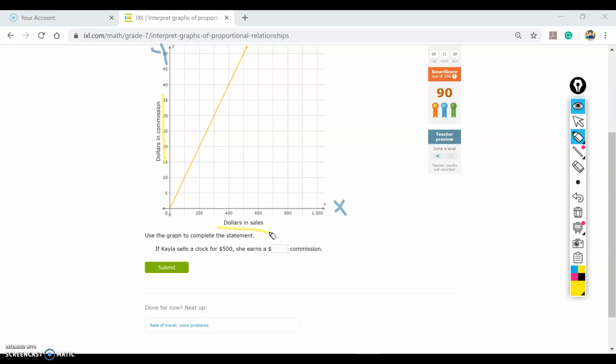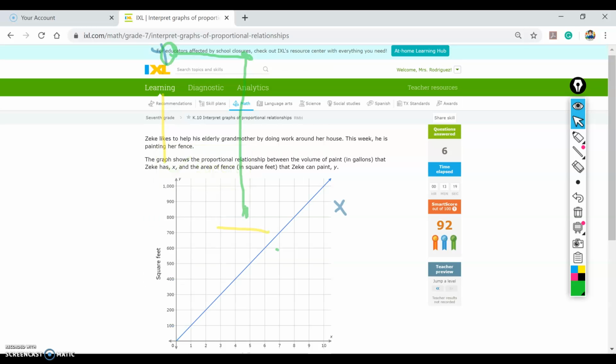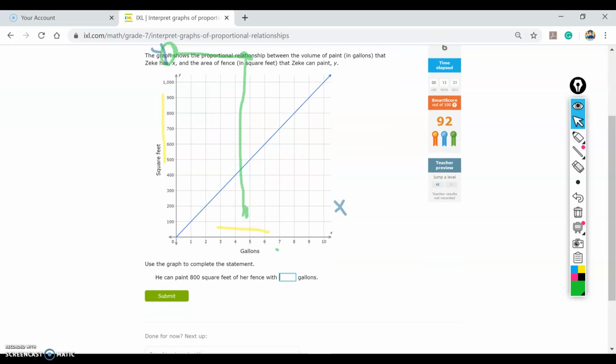So I would go here on the 500, which if I go on the sales on the 500, it would be somewhere here. So I go all the way up. I check where it intersects with the line, and so I can get what they're asking me for, because they're asking me how much she earns in commission. So if I go to the line and I check on the commission, she earned $50. So I can type that in here, $50. And that's it. So that's how you can do this problem as well.